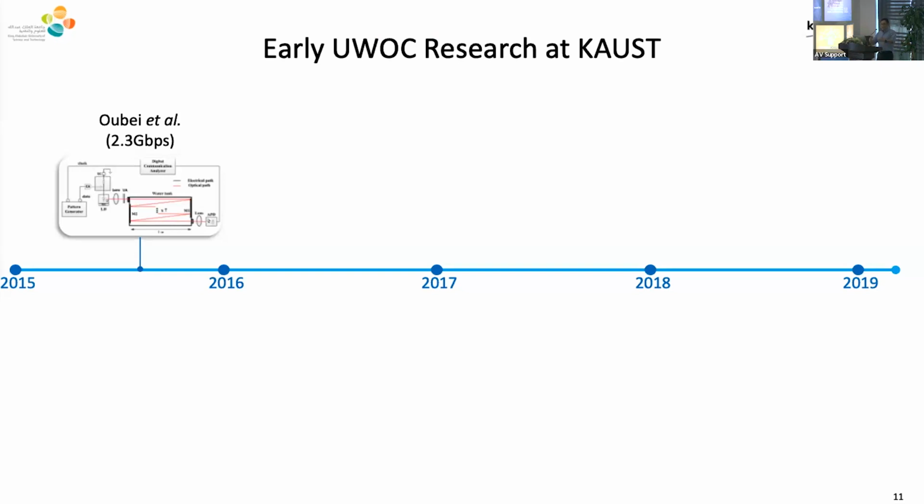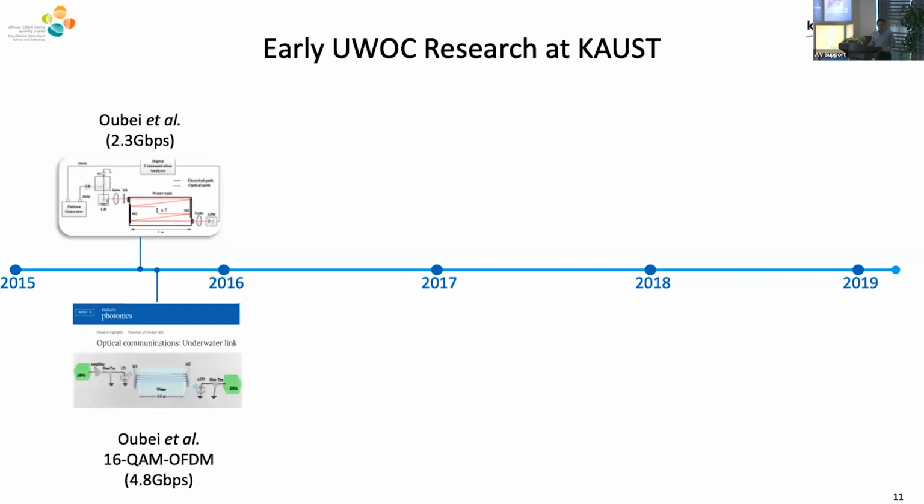And the first paper that reported is a very, very short distance, 6 meters or so, using the blue color laser, 450 nanometers, getting to about 2.5 gigabit per second. And then we began to use different types of modulations, a high level of modulation in optical communication language, to get it up to about 4.8 gigabit per second.